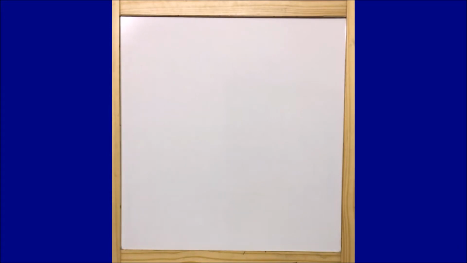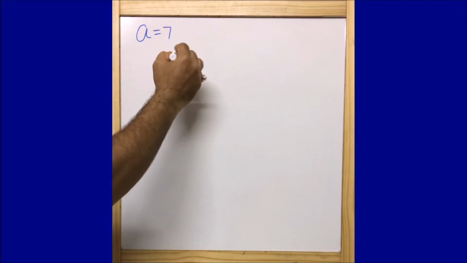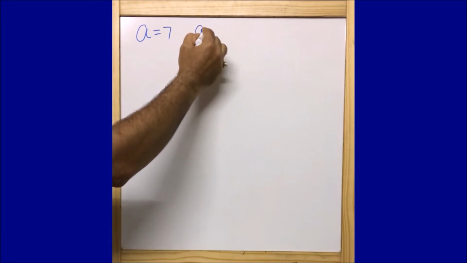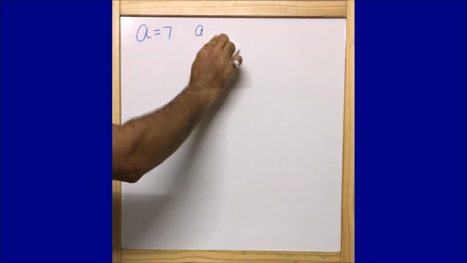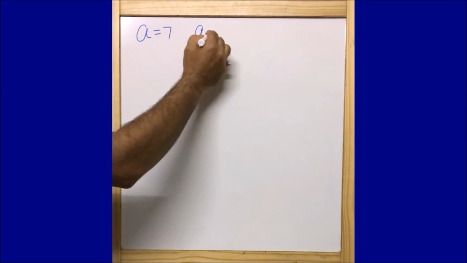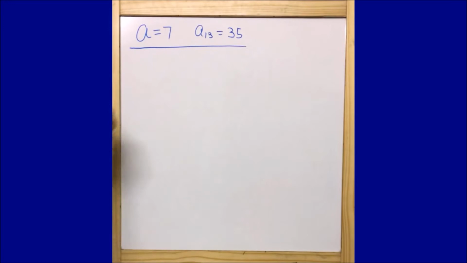So friends, here we are going to find out the value of D and S13, and the given data is A is equal to 7, A13 is equal to 35. So with the help of these two pieces of information, we are going to find out D and S13. Let us first note down whatever values they have given. A is equal to 7 and A13 is equal to 35. With this info in hand, we are going to solve this question to find out D and S13.